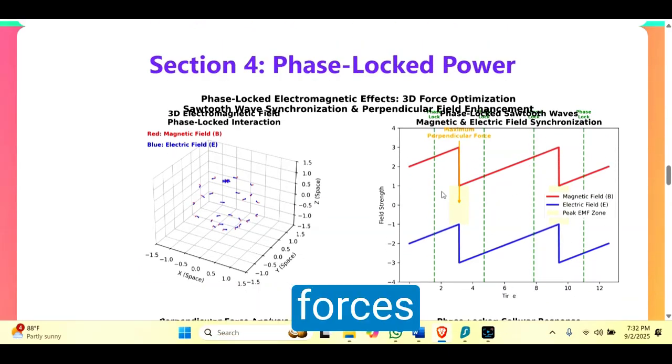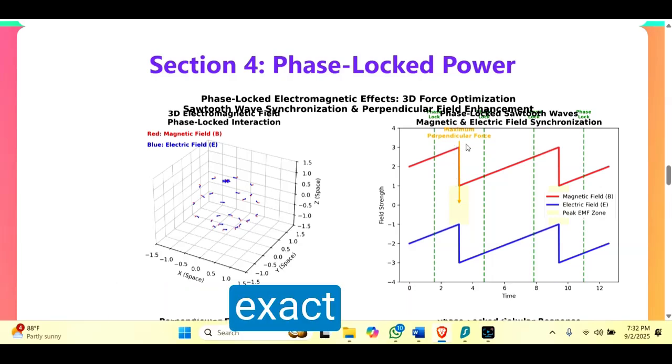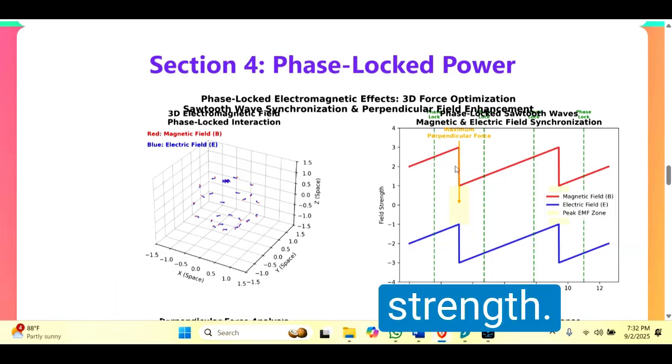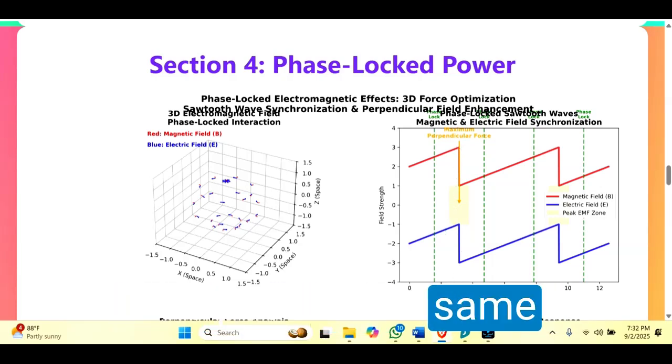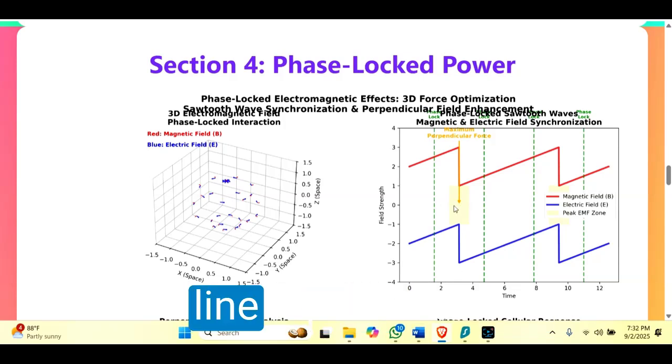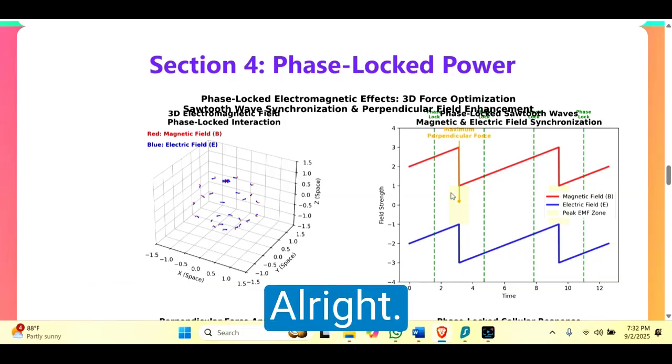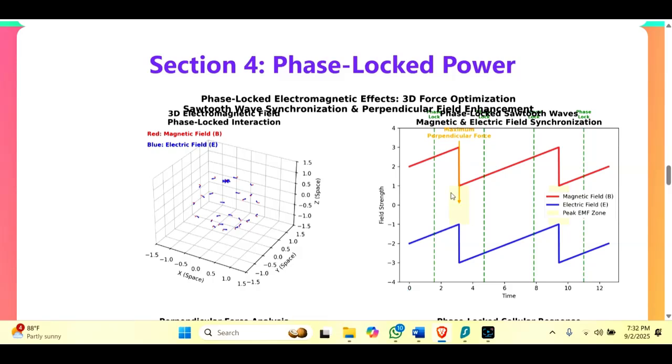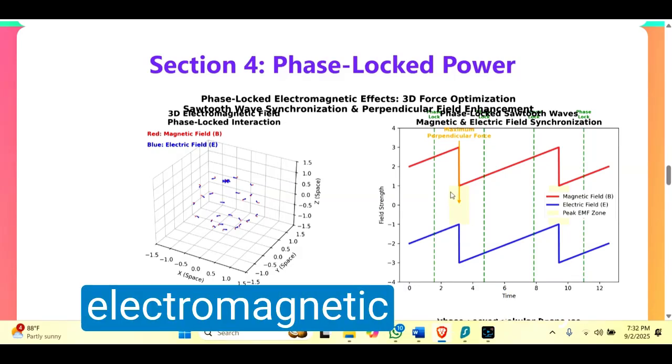So both forces reach their maximum strength at the exact same time. You see this right here, the maximum strength, the peak, at the same time variable down here. That's what this line represents, time. It's at, let's just call it 3 seconds for now. At the 3-second mark, peak, all right? So they reach their same peak, same time. This is when you get the maximum electromagnetic efficiency.